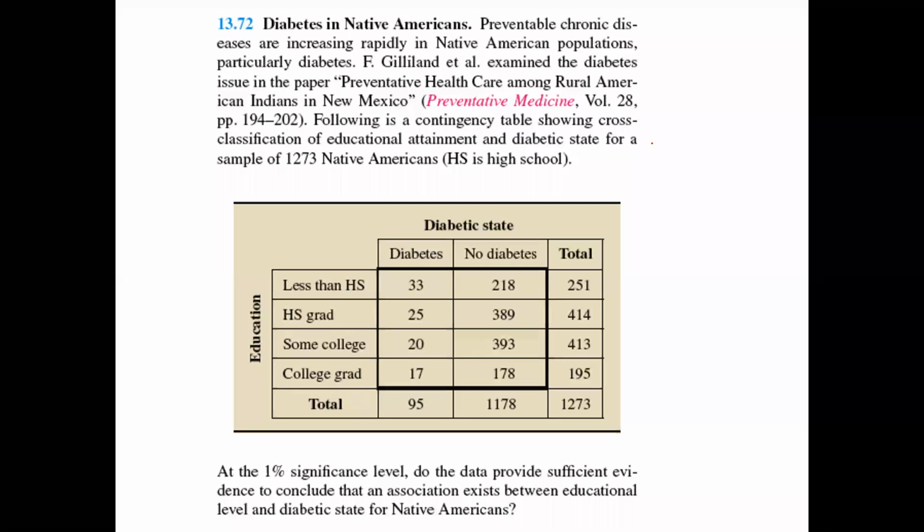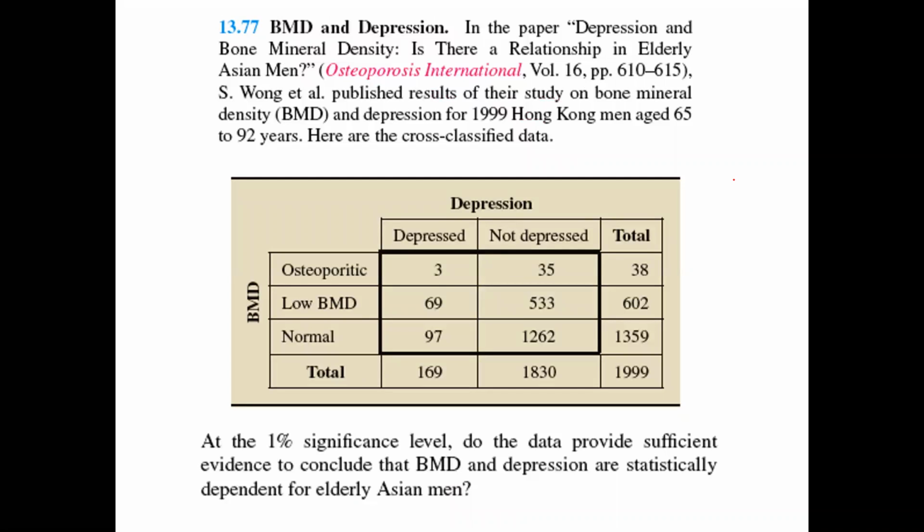Two more questions are given here in this presentation. One of them is education level and diabetic state: whether diabetes depends on education or not. The null hypothesis is what? Education and diabetic state are independent, and in the alternate hypothesis, diabetic state depends on education, or they are associated. So you have to apply the chi-square test of independence to complete this problem.